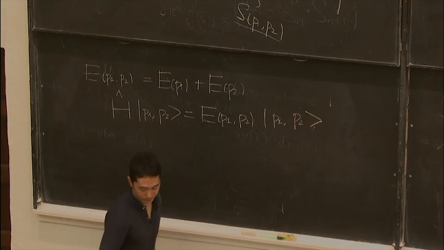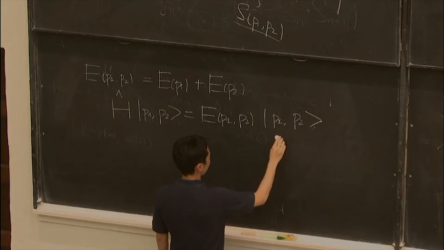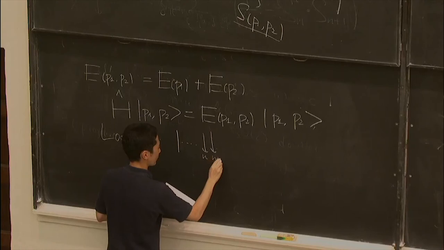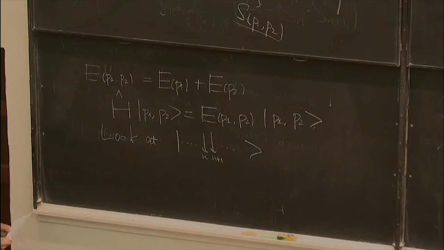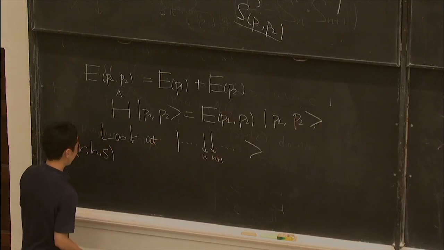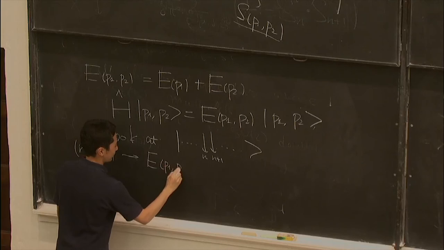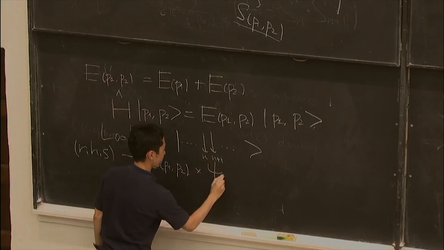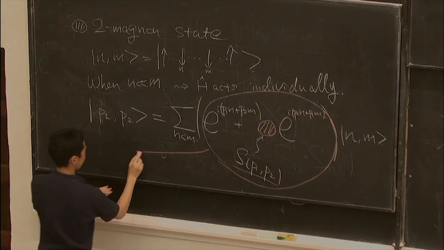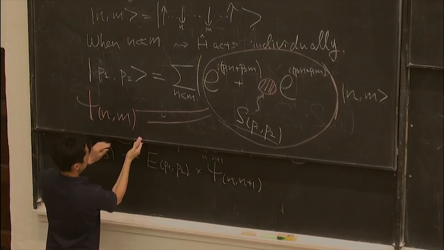In particular, let's look at the terms where two down spins are next to each other, because this is particularly the term that you need to worry about, because the previous argument doesn't directly apply when there are two magnons next to each other. Let's see what the coefficient of this particular ket is on the right-hand side. On the right-hand side, it's very clear. What I get is just this one times psi of n, n plus 1, which I'm going to call psi of n, n. So this is just a wave function. So the right-hand side is just given by this.